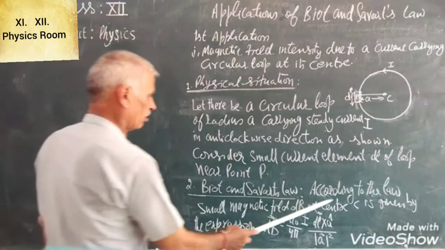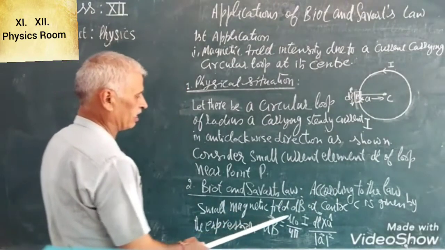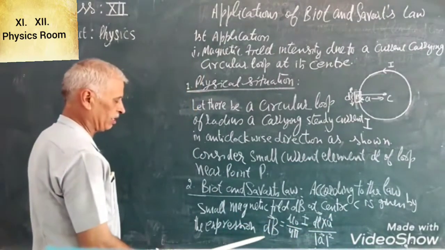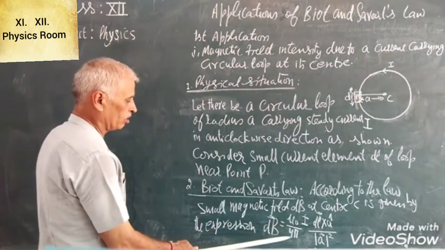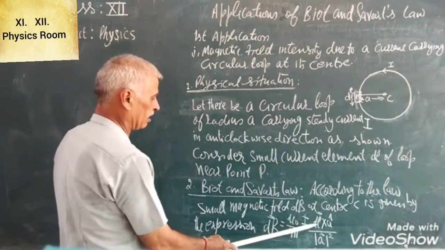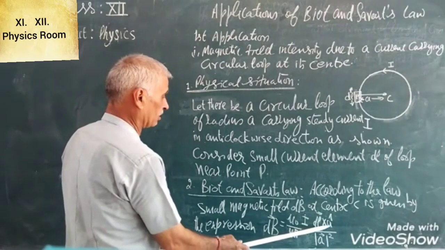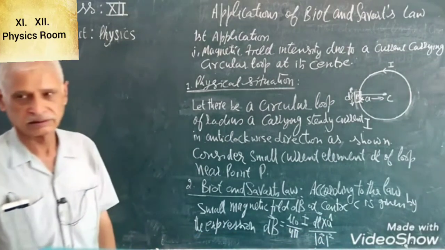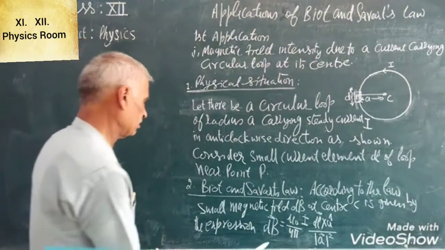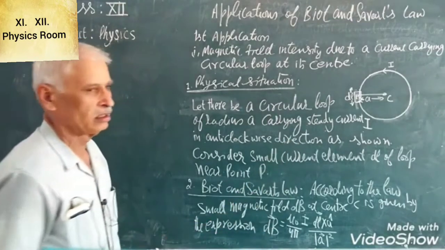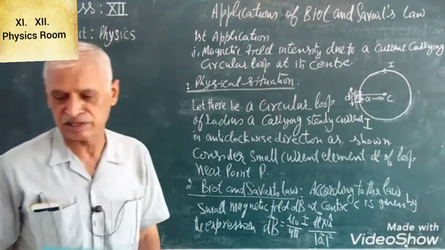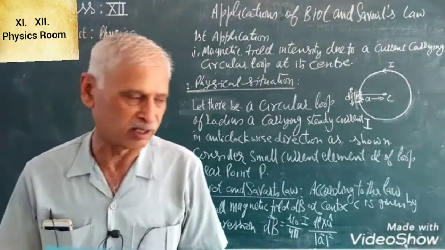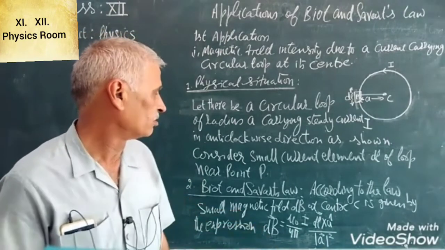Now according to the law, the small magnetic field dB at center C is given by the expression dB is equal to mu 0 over 4 pi, I dl vector cross product with A cap, divided by mod A square. So this is the expression according to Biot-Savart law for the magnetic field intensity at the center of the loop. Now we have to calculate magnitude and direction of magnetic field.